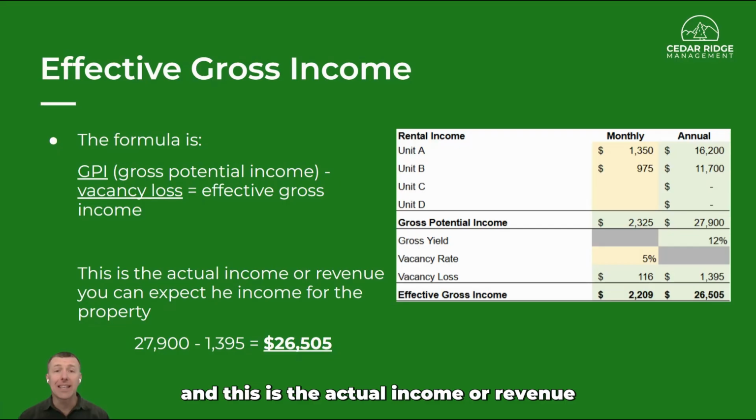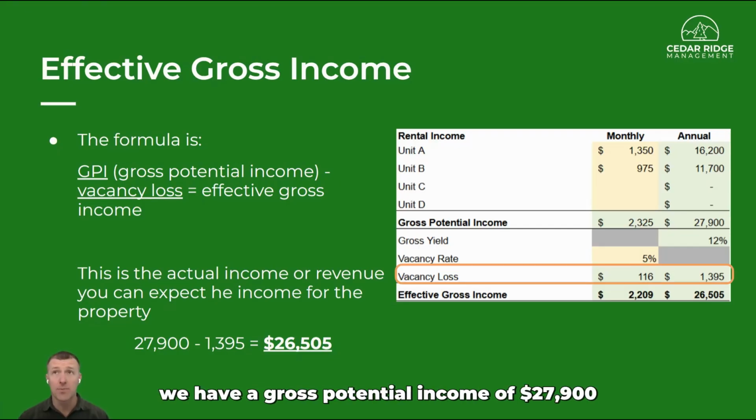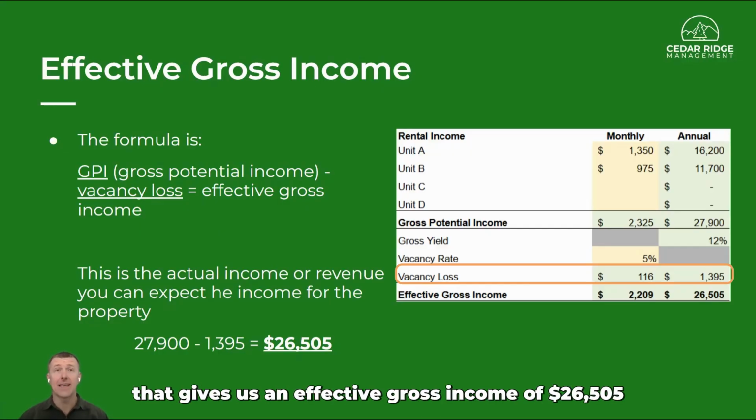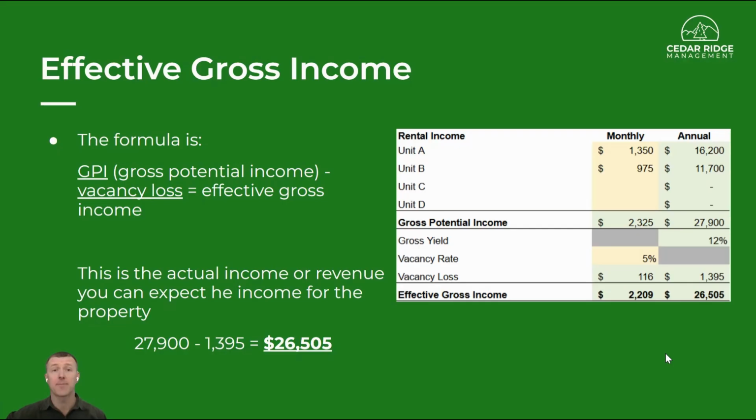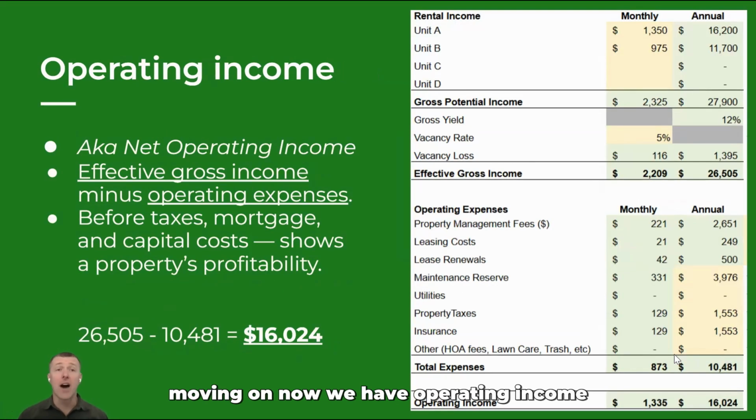Right, moving on to effective gross income. Gross potential income minus vacancy loss equals effective gross income. And this is the actual income or revenue you can expect from the property. In this example, we have a gross potential income of $27,900. And if we subtract our vacancy loss of $1,395, it gives us an effective gross income of $26,505.